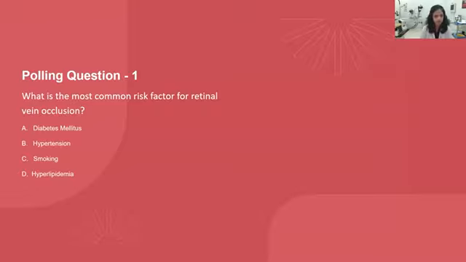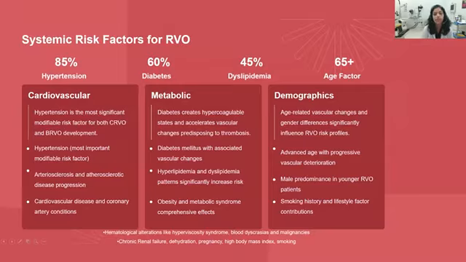So let's move on. 85% of the patients have hypertension as the cause, 60% diabetes, 45% dyslipidemia, and of course, age factors. Hypertension is the most significant modifiable risk factor. It leads to arteriosclerosis and atherosclerotic disease progression, and also leads to cardiovascular disease and coronary artery conditions.